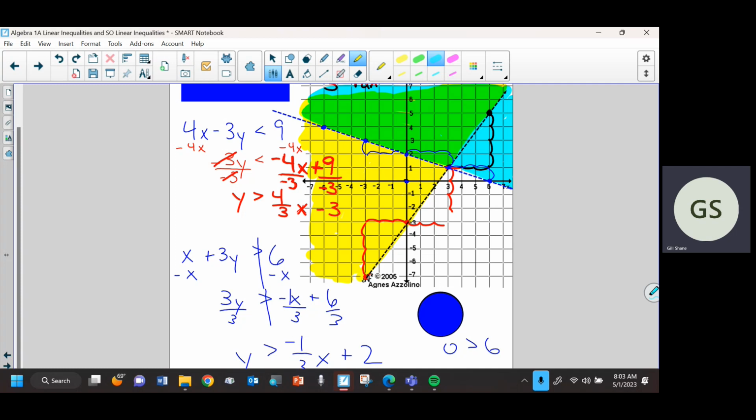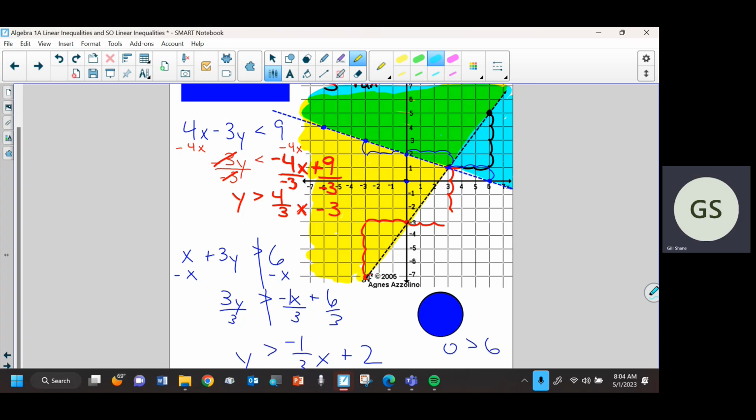So 4 here is 16. 16 subtract 0 is not less than 9. So didn't work for that one. So 4 here plus 0 is not greater than 6. 4 is not greater than 6. Didn't work for either one. That's what the section that was never shaded means. No point in that section will work for either equation or inequality. Same equation. So now we're down to the yellow and blue.